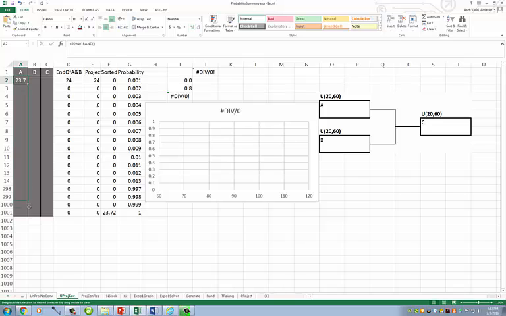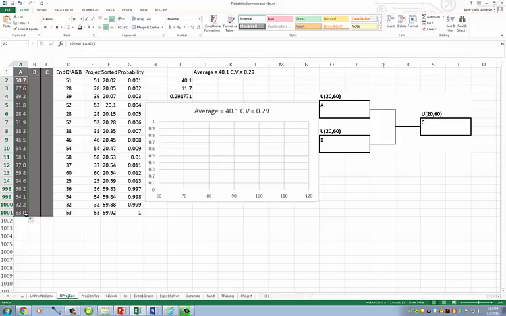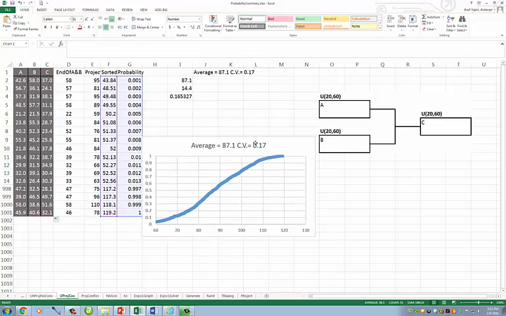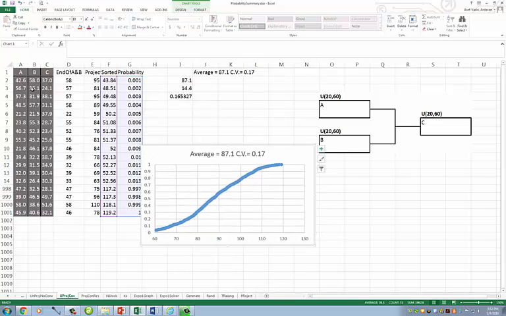Then I copy it down, and then I copy it here, okay? Let's see what is the difference between these projects. This is duration of A, this is duration of B. But C cannot start until both A and B are completed.